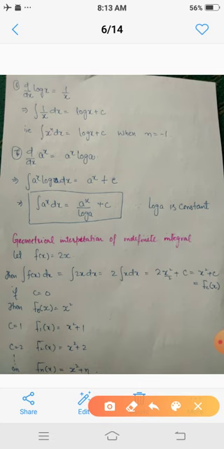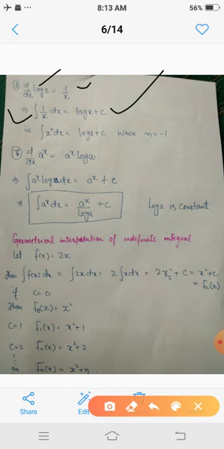Similarly, differentiation of log x with respect to x is 1 upon x, which implies that the indefinite integral of 1 upon x dx is log x plus c. Because in the indefinite integral which we discussed, that is x raised to power n, the integral is x raised to power n plus 1 upon n plus 1, but it is valid only when n not equals to minus 1.